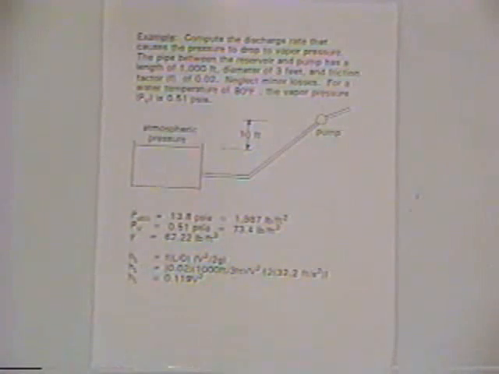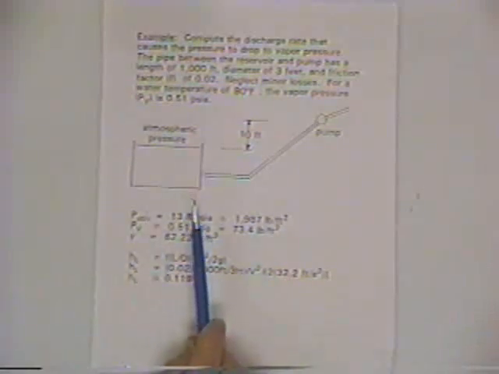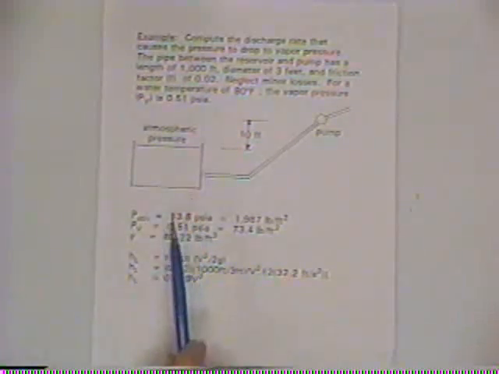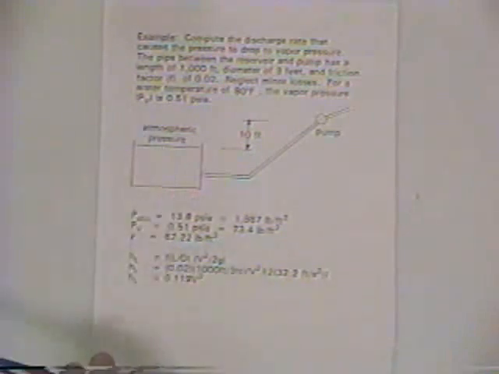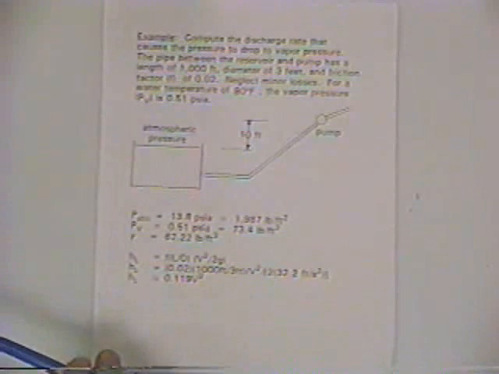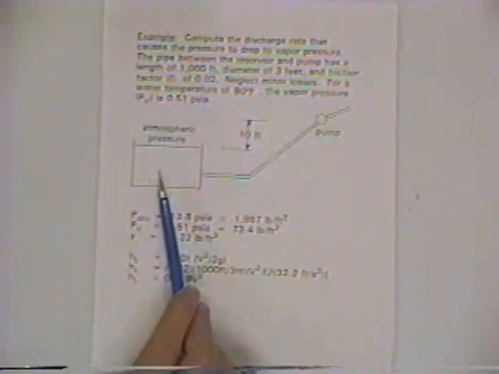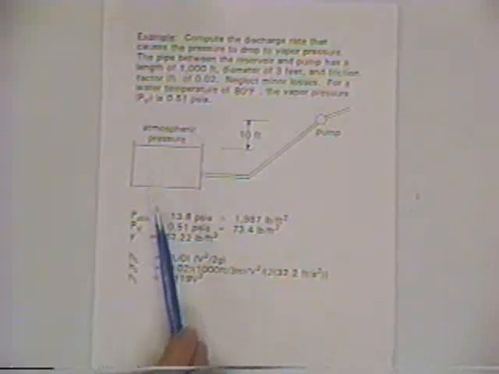And so, let's just jump into the problem and go. The problem says to compute the discharge rate that causes the pressure to drop to vapor pressure. And then the data we need, the length of the pipe, diameter of the pipe, and a friction factor is given for us in this problem. And we're going to neglect minor losses in this problem. The atmospheric pressure is given to us and vapor pressure is given to us.